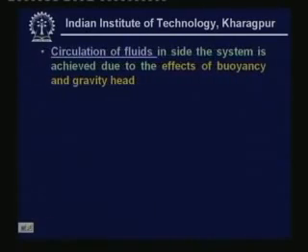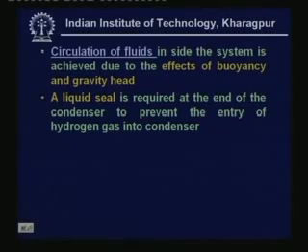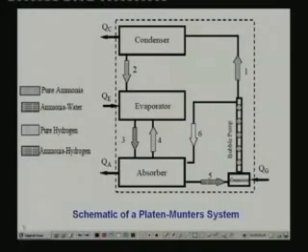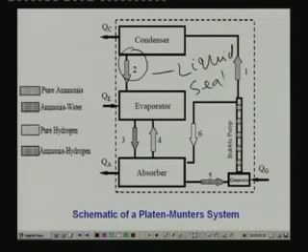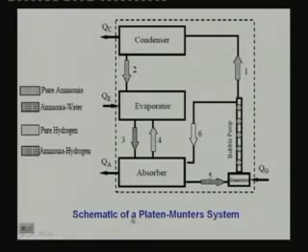And the circulation of fluids inside the system is achieved, as I said, due to the effects of buoyancy and gravity head. A liquid fill is required at the end of the condenser to prevent the entry of hydrogen gas into the condenser. That means, at this point you have to have a liquid fill. If you do not have this liquid fill, some of the hydrogen can enter into the condenser. To prevent the hydrogen entry, we have to provide a liquid fill.